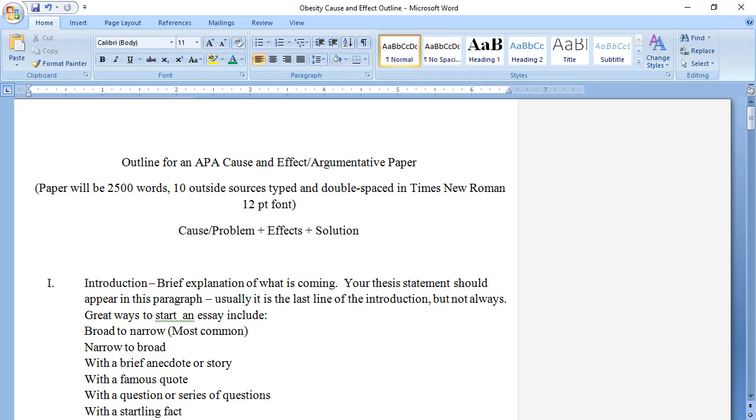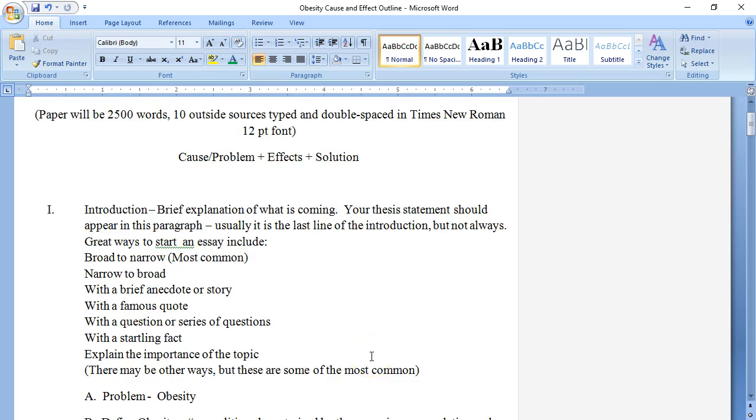The paper is to be 2,500 words in length with 10 outside sources. It's going to be typed and double-spaced in Times New Roman in 12-point font. And this basic outline shows cause, problem, plus effects, plus solution style of essay. And you're going to see that there's all kinds of ways that you can interpret this. But the first thing that I want to talk about is the introduction.